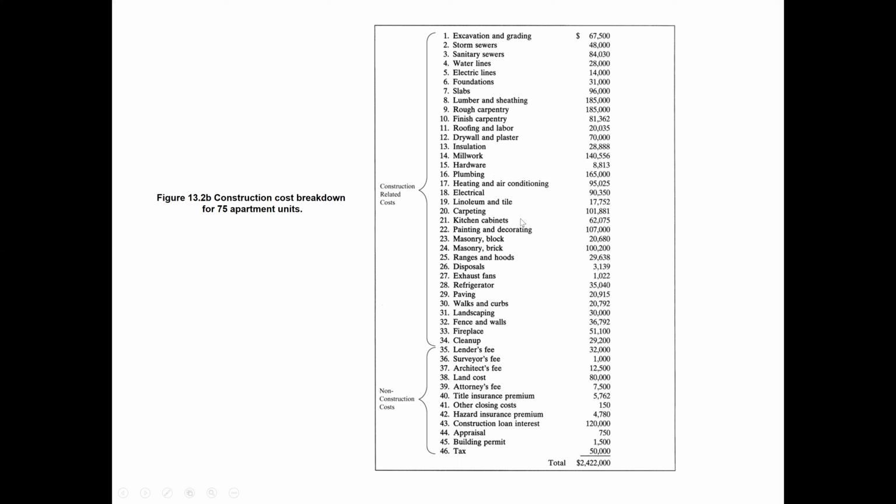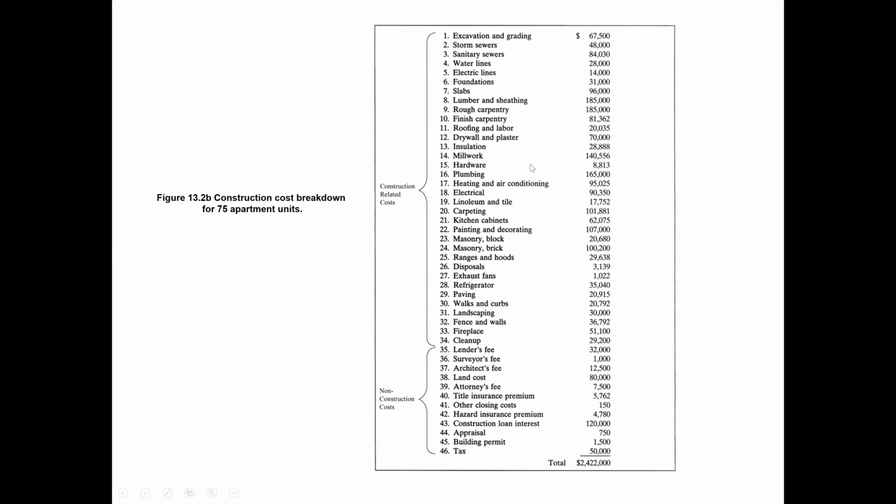So there are kitchen cabinets, painting and decorations, masonry blocks, disposal, exhaust fan, refrigerator, pavings, walkways and curbs, landscaping, and fireplace cleanup. All these things are construction-related costs. And then there are non-construction-related costs: survey fees, architect fees, land cost, attorney fee, hazard insurance premium, building permits, and taxes that we need to pay.